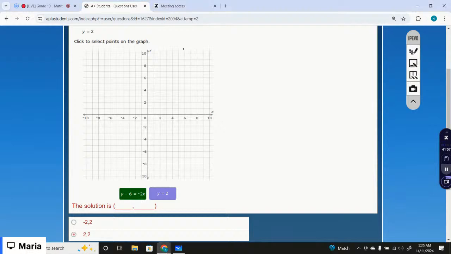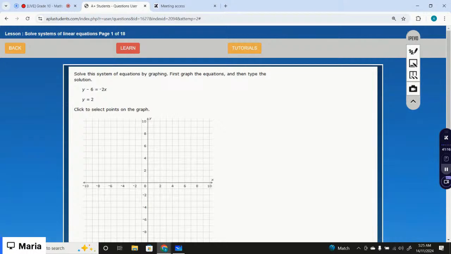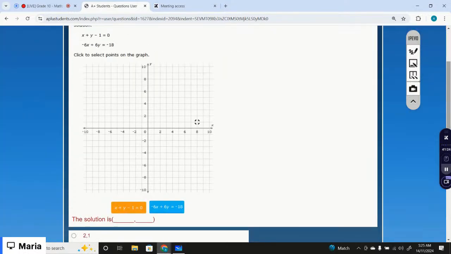I think the solution would be 2 and 2. x is 2, y is 2. This point is actually the solution if I make the exact lines, right? So 2 and 2, option number 2 is the correct option. Because I made a little bit wrong line, that's why the solution is 2, 2.